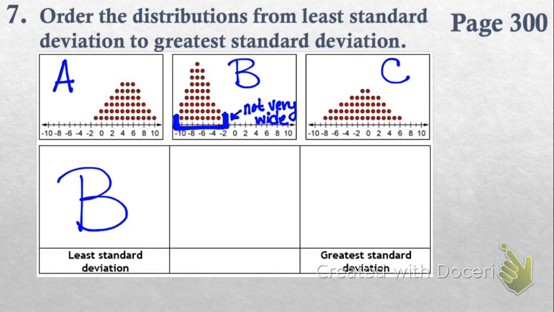If I'm putting them in order from least to greatest, we said B was the least spread out. Which one do you think would go in the middle? It's not the most spread out, but it's not as narrow as B. A. And so by default, that leaves which one as the greatest standard deviation? C. This one is the widest along the bottom.